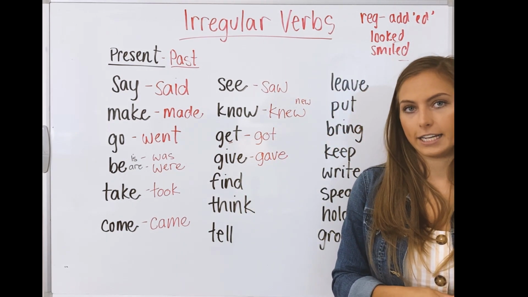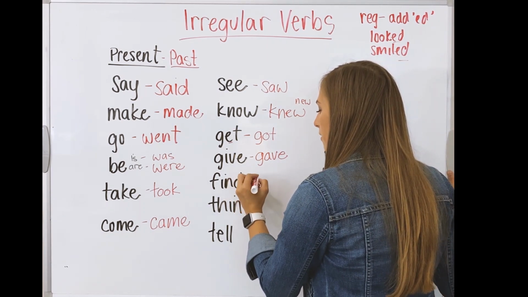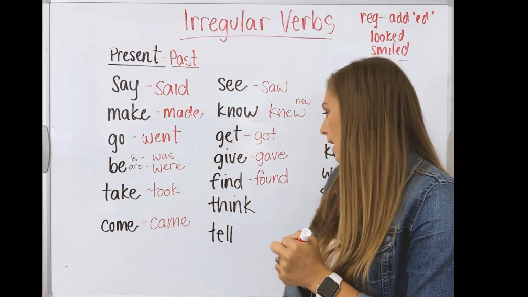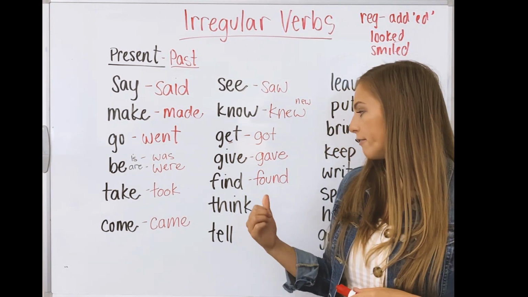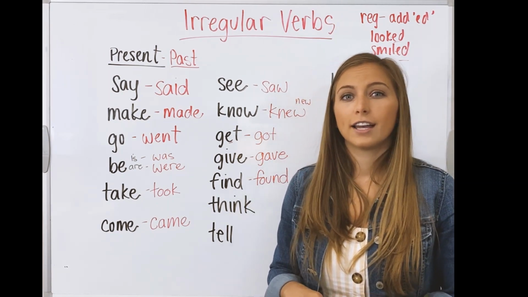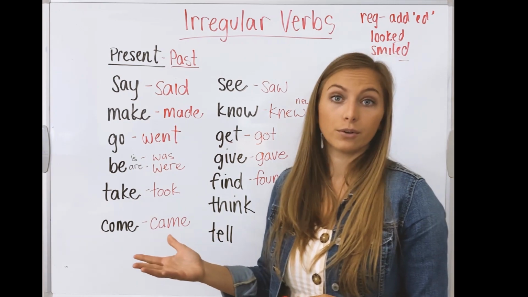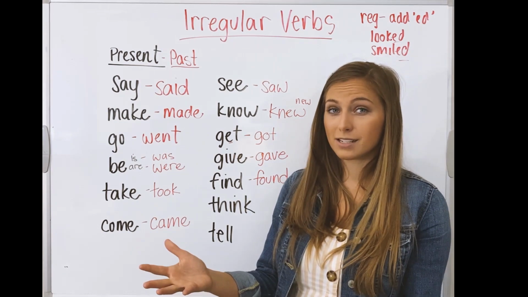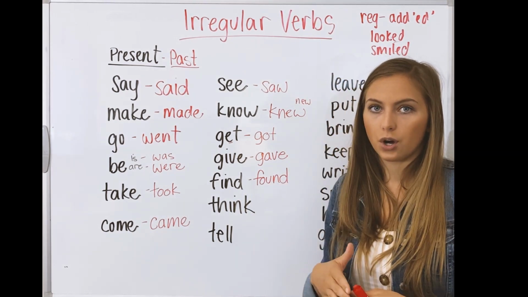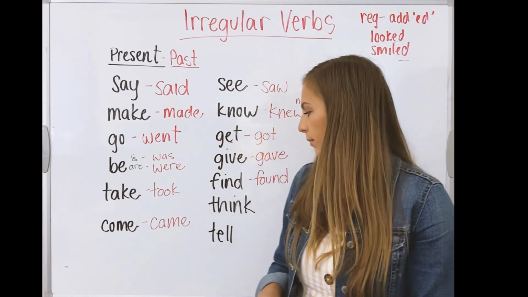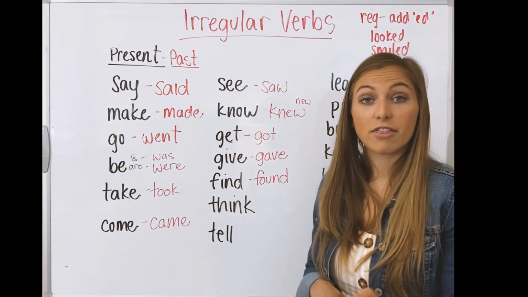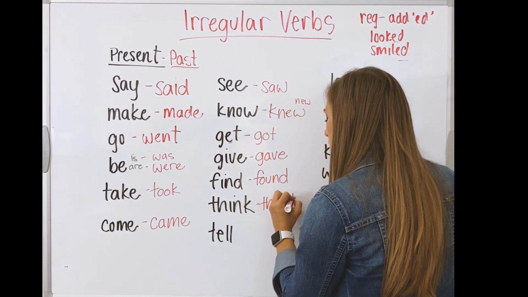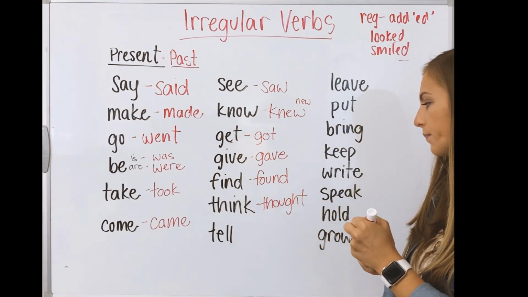All right, find. The past tense of find is found. She found her dog in the field. Maybe her dog ran away and it was lost. So you could say she found her dog in the field. Okay, found. Next, think is thought. Thought. Think becomes thought.